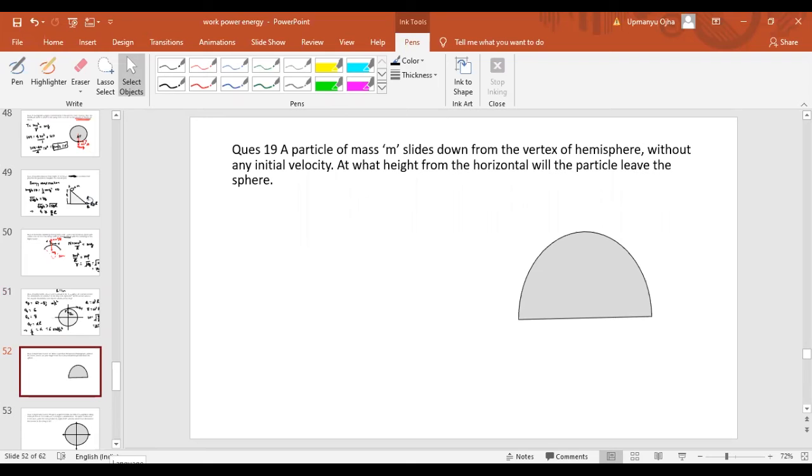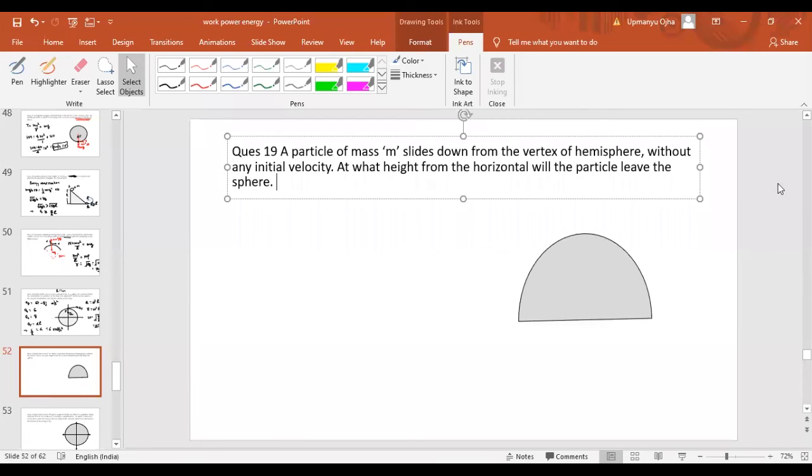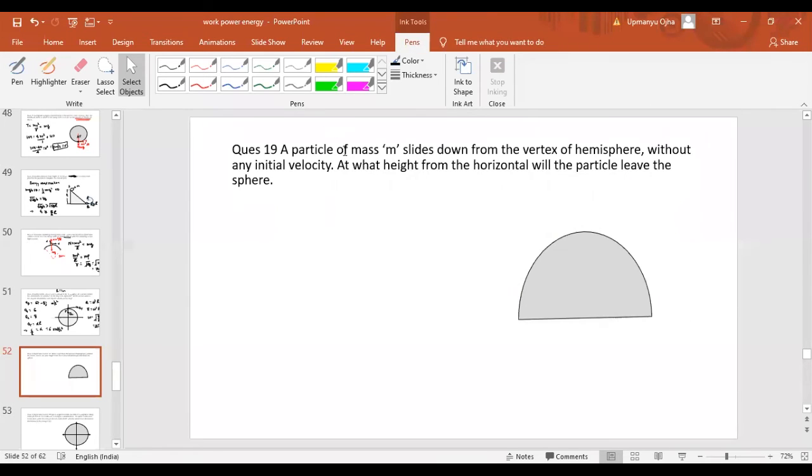Okay, the next problem is that a particle of mass m slides from the vertex of the hemisphere without initial velocity. At what height from the horizontal will the particle leave the sphere? Okay, so we can see here, this is the hemisphere like this. The particle is released from this hemisphere. Release means without any initial velocity.